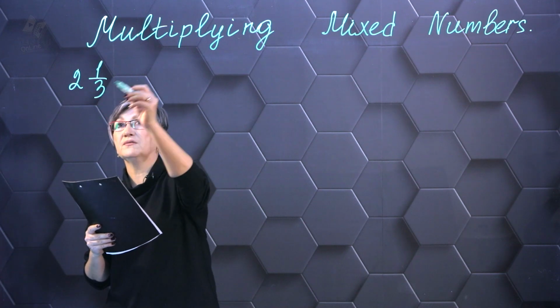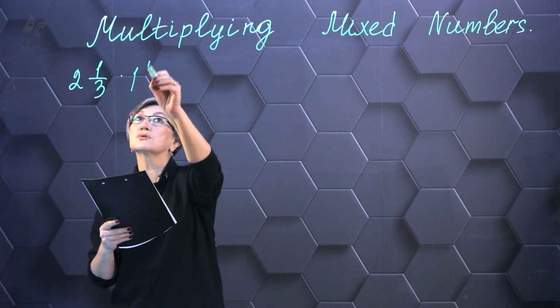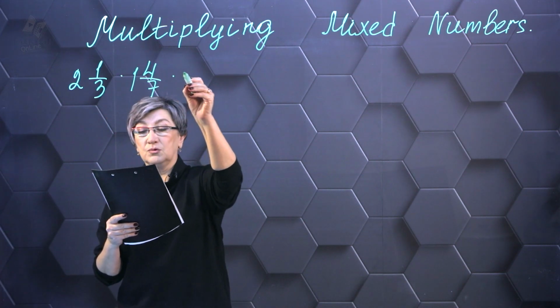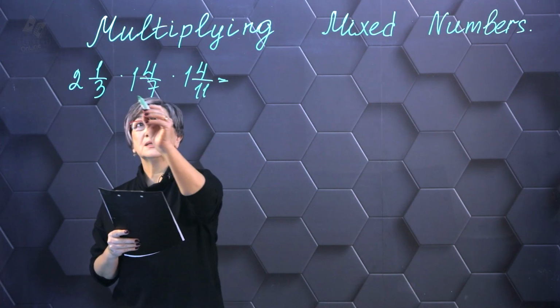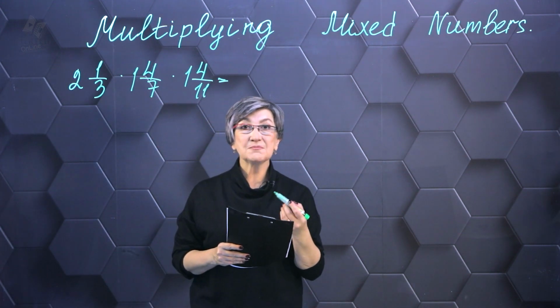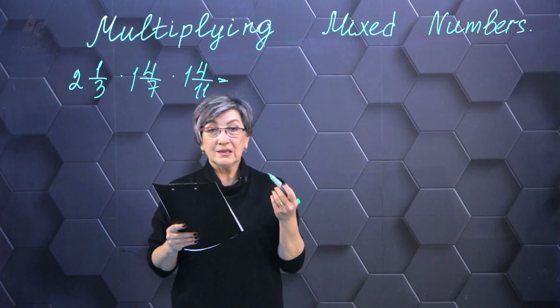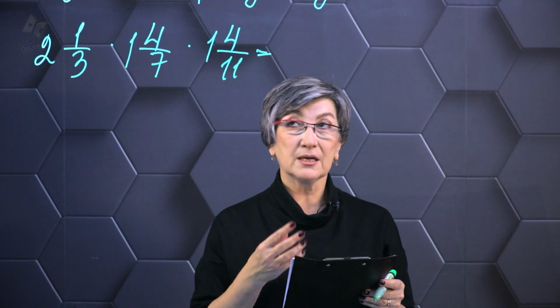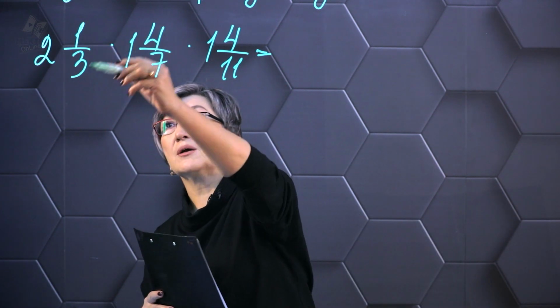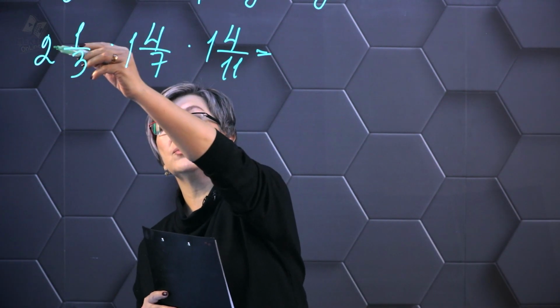Let's solve this example: 2 1/3 times 1 4/7 times 1 4/11. I've got three multipliers, three mixed numbers, but the algorithm doesn't change. So again, we have three steps to take. The only thing is we just have more numbers. So the first step is converting to an improper fraction.